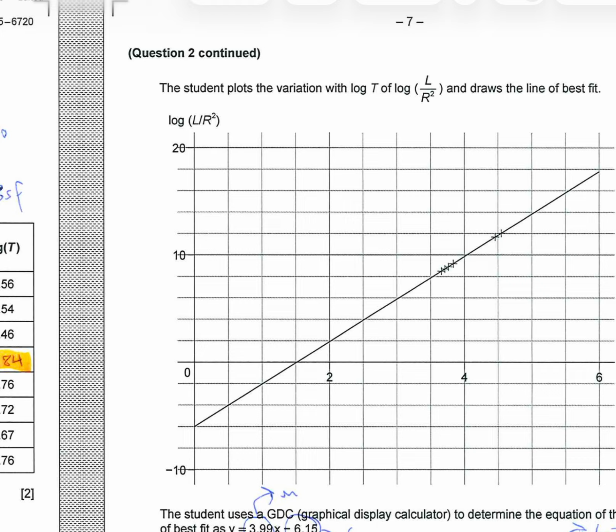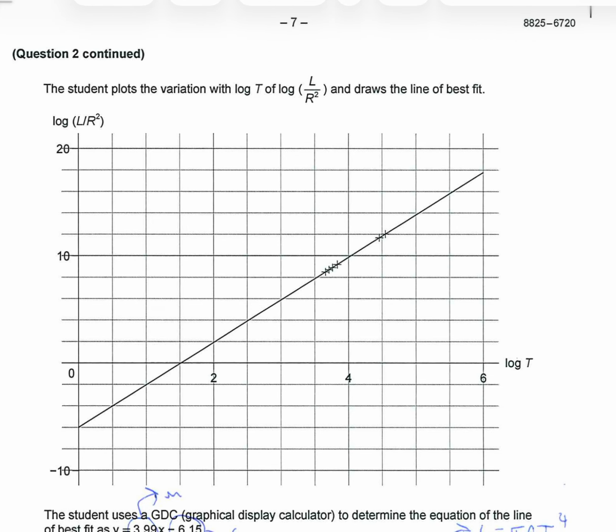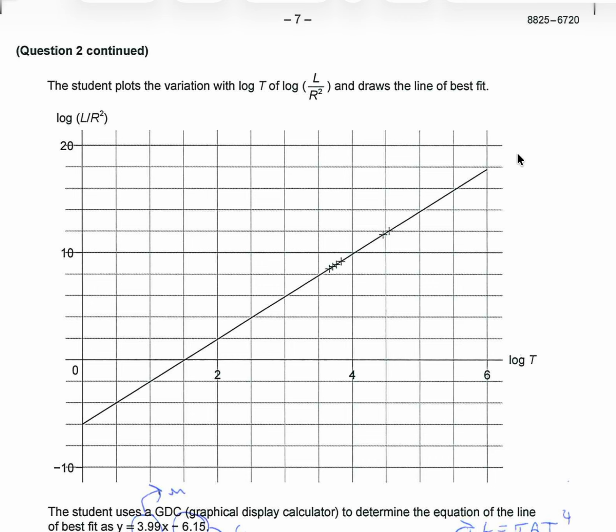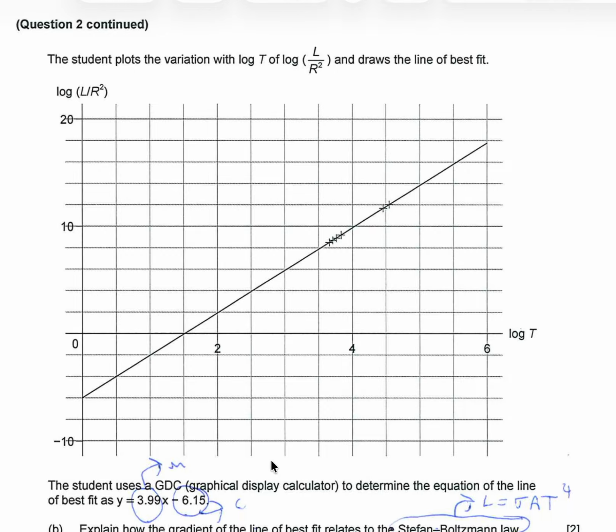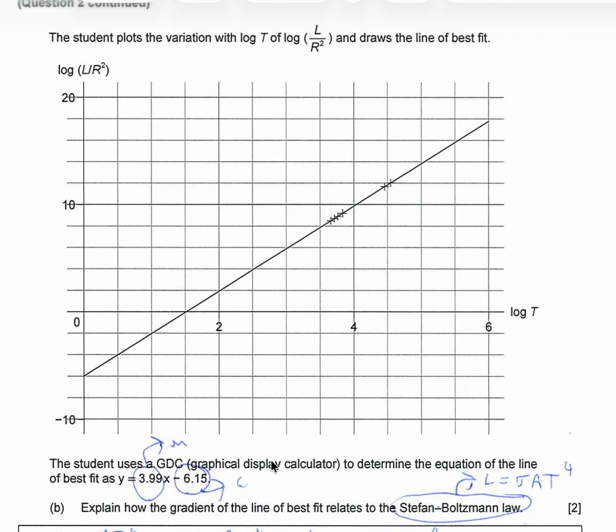Okay, now the analysis here is pretty tricky, and I just think that a lot of students are going to struggle with this, and I noticed this when we were discussing it with students. Okay, what we're going to do is we're going to plot a graph of log and log. Okay, log of L over R squared on the y-axis, log of T on the x-axis. Now, we're being asked to explain how the gradient of this line, 3.99, notice it's almost 4, relates to the Stefan-Boltzmann law. Now, Stefan-Boltzmann law gives you L equals sigma A T to the 4.